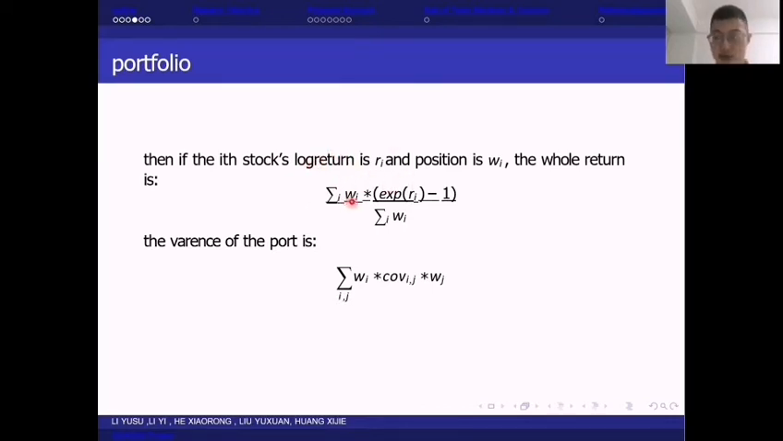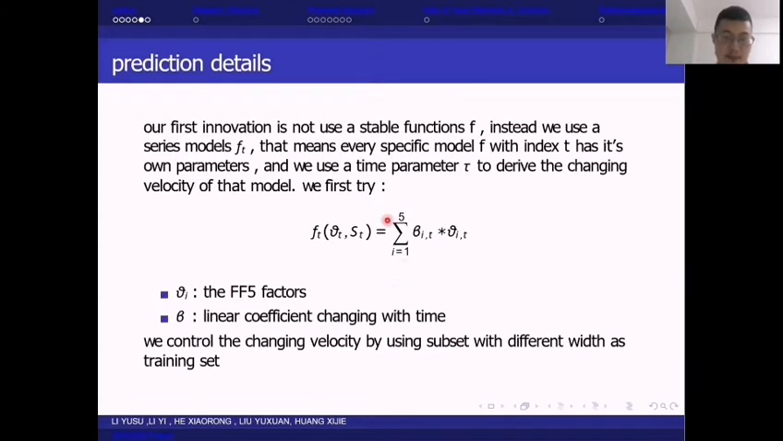If we structure a portfolio with weight w_i, then our whole return looks like there. And our whole risk looks like here. So Sigma is the covariance matrix.